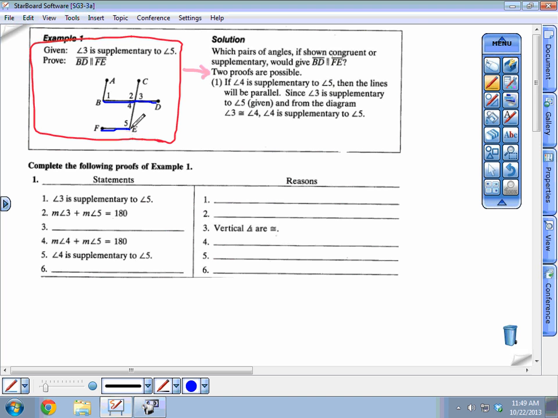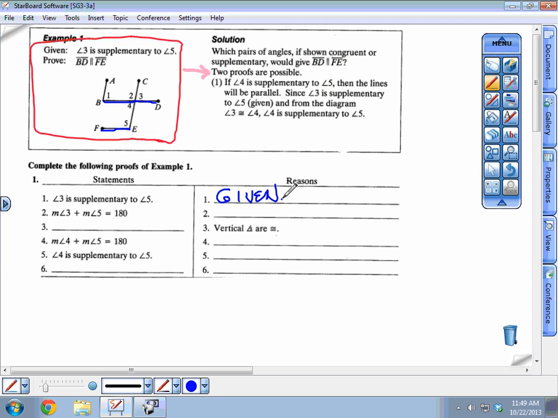Now, what we really would like to know is, we could say that those 2 are parallel if we had 4 and 5 adding up to be supplementary, right? But we don't have that. We have 3 and 5 being supplementary. So the first thing, as Joe says, yes, this is given. Okay? The next one. 3 plus 5 is equal to 180.